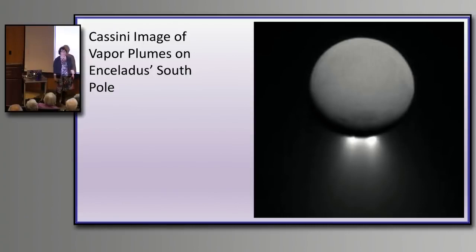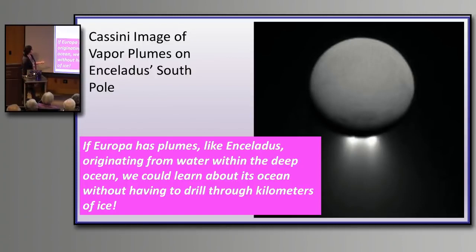Because this is not Europa. This is Enceladus, which is a moon of Saturn. And Cassini, which did not go up 40 years ago, more recently than that, took a picture of Enceladus and noticed that there was water vapor on the South Pole. So if Enceladus has this, what about Europa? If Europa also has plumes of water vapor, then maybe we can learn something about its ocean without having to send a mission and do ice cores and drill down 100 kilometers into the ice.